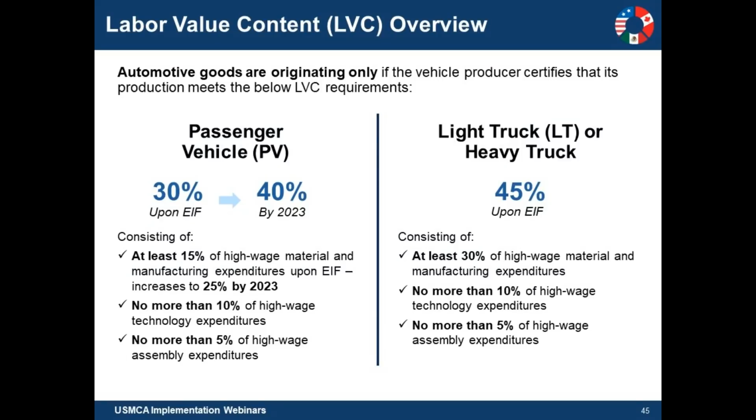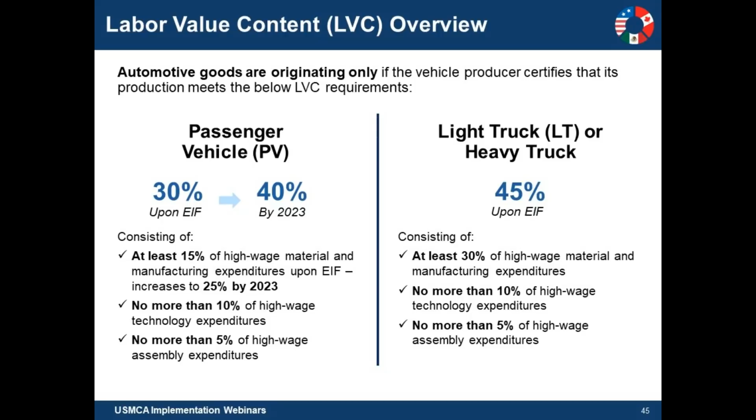Labor value content is a new and novel criteria for automotive goods introduced in the US-Mexico-Canada Agreement. Under the new USMCA labor value content provisions, automotive goods will only receive preferential tariff treatment if the importer certifies that a certain percentage of the automobile's content by value is sourced from manufacturing facilities paying at least $16 an hour USD. Automotive goods will be originating only if the vehicle certifies that its production meets the following labor value content, or LVC, requirements. For passenger vehicles, 30% of the value upon entry into force must come from these high-wage manufacturing facilities. This percentage will increase to 40% by 2023.